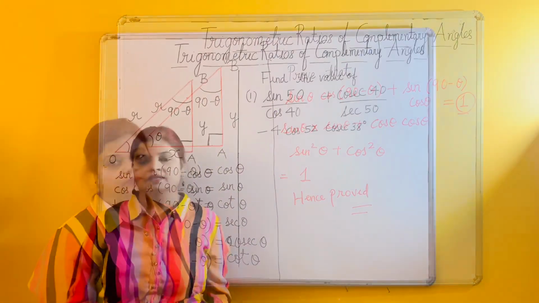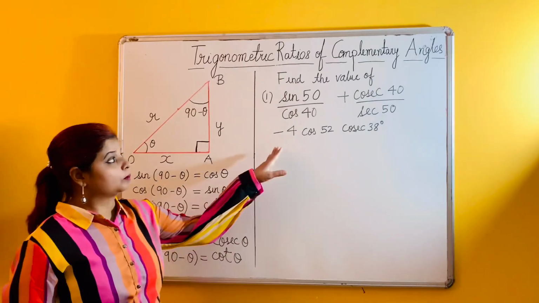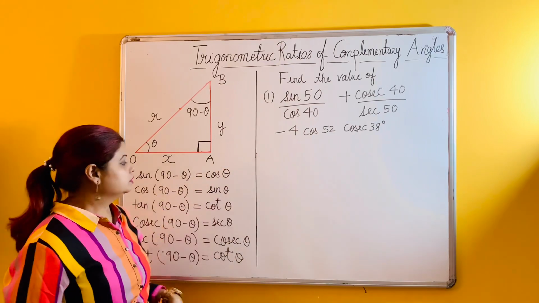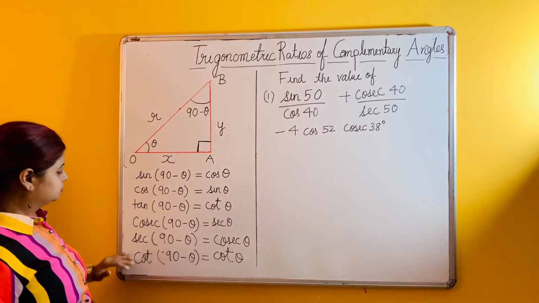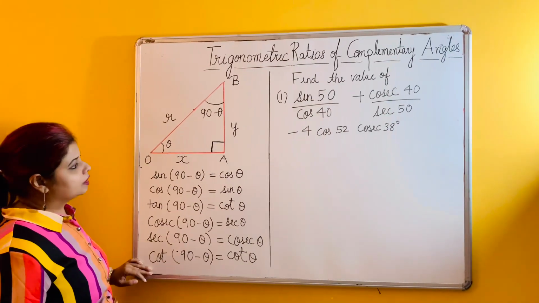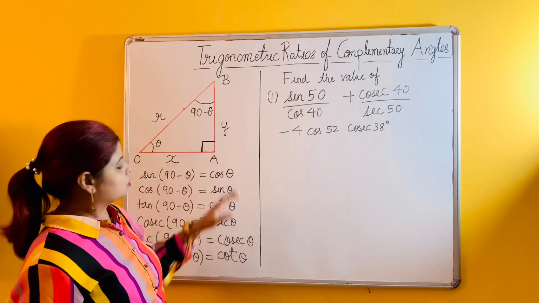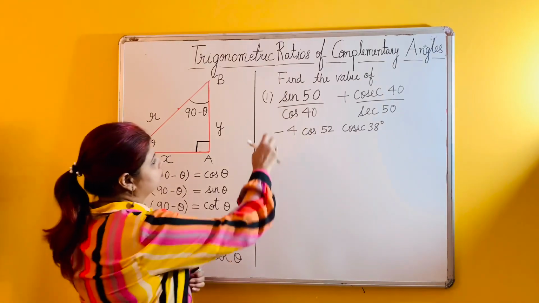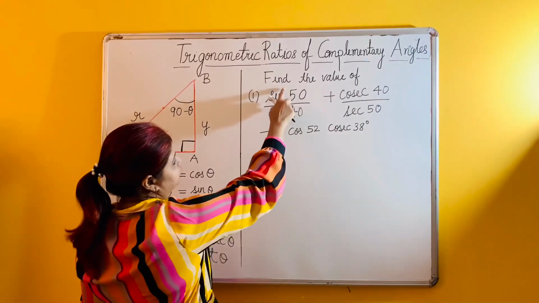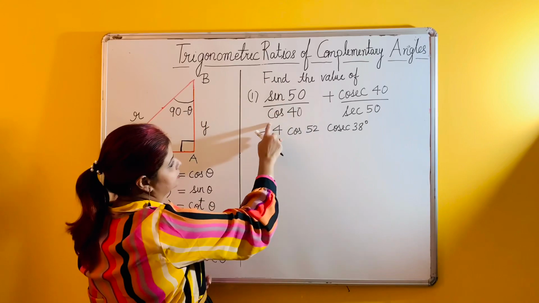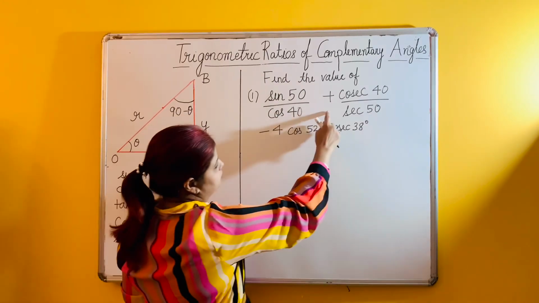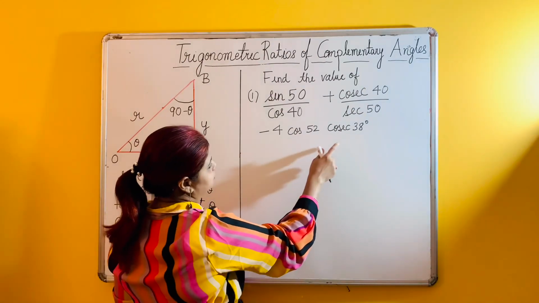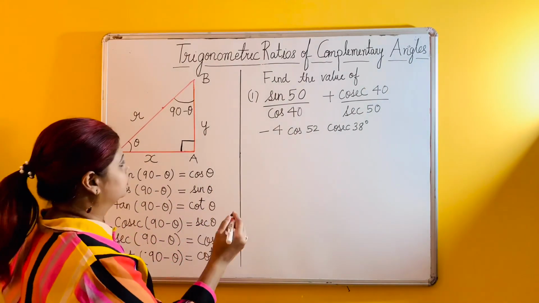Let's do another problem. So we are here with a problem in trigonometric ratios of complementary angle. So we have to remember all these formulas, and then we are going to solve certain questions based on these formulas. So this is one of the questions. We have to find the value of sin 50 divided by cos 40 plus cosec 40 divided by sec 50 minus 4 cos 52 and cosec 38. So how will you attempt it?